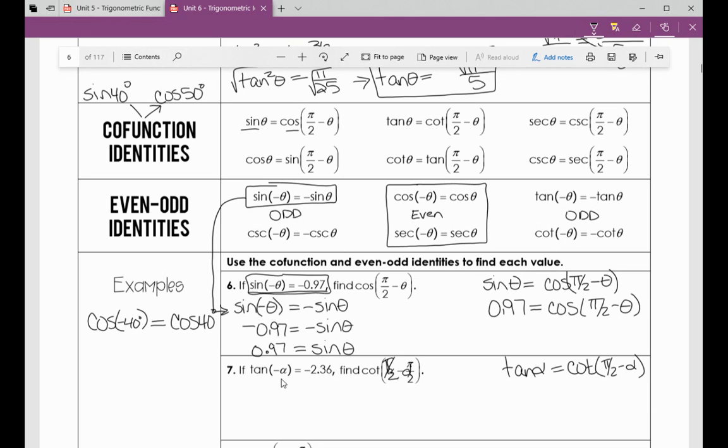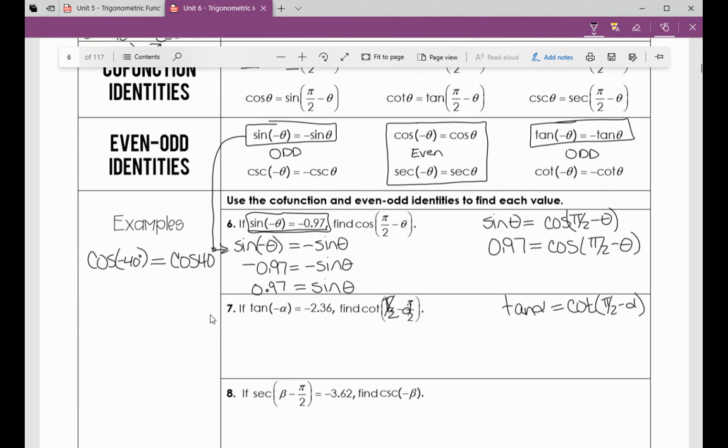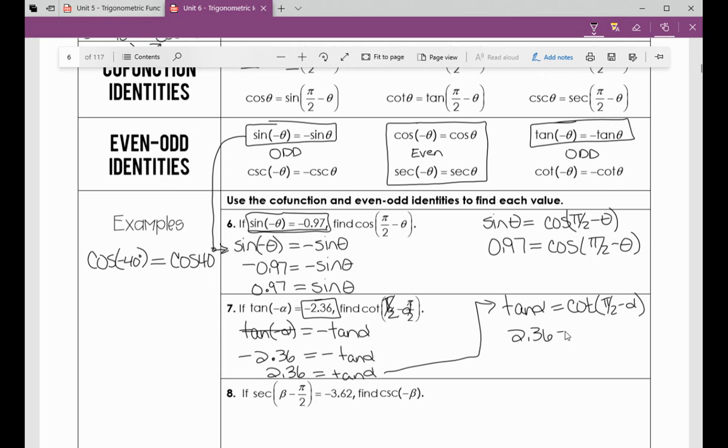Well, they give me tangent of negative alpha, so I'm going to come up here and grab this and work through it. Tangent of negative alpha is equal to negative tangent alpha, that's the formula. I'm going to take this out and replace it with the value that it gave me. So negative 2.36 equals negative tangent alpha. Divide both sides by negative, so you have tangent alpha as 2.36. Since tangent alpha is equivalent to cotangent of pi over 2 minus alpha, then cotangent of pi over 2 minus alpha is 2.36.